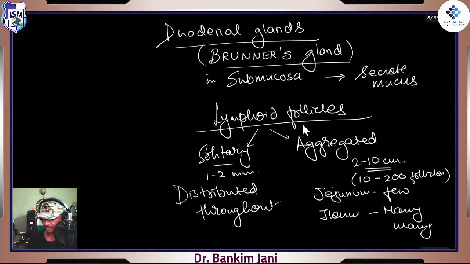Now we changed the color purposefully. When they are aggregated, clumped together, it will look discrete, separate, as if it is a patch. So that's why this is called the Peyer's patch.